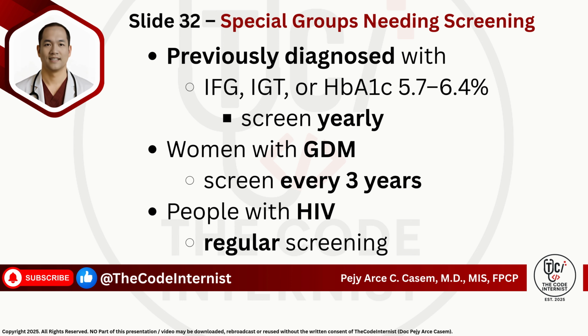Certain groups need more frequent screening. If you've already been told you have impaired glucose or prediabetes, yearly checks are advised. Women who had gestational diabetes should be screened every 3 years, and people living with HIV should also undergo regular screening due to their elevated risk.